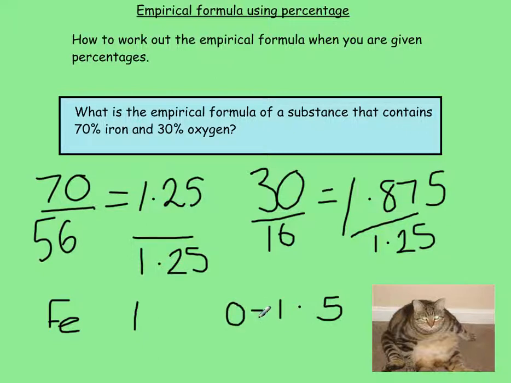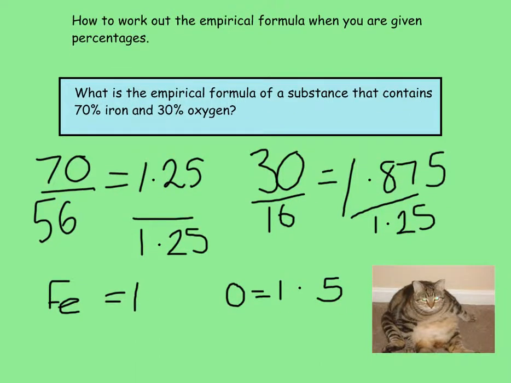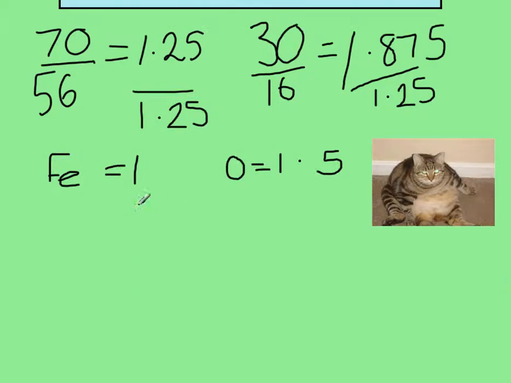Now the problem is, again, we haven't got whole numbers, but we're nearer, aren't we? So what we'll do now is double it. It's all trial and error. Get so far in the exam, it doesn't matter. You get some marks for whatever you do. So we'll double this, Fe2, and then double that, and then that's whole numbers, isn't it? That will be 3, and that's it, Fe2O3.